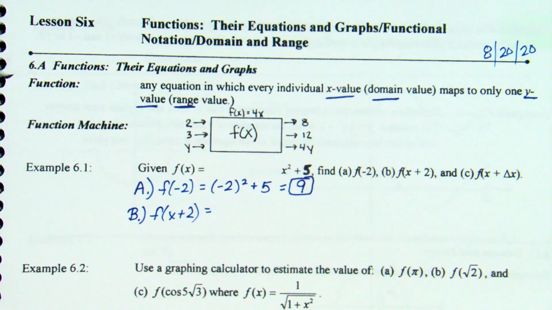Okay, B. f of x plus 2. This time, every place I see an x, I'm going to replace it with what? x plus 2. Whatever that quantity is in there. Every place I see an x, I'm replacing with x plus 2. So my original equation is x squared plus 5. So instead of x squared, what am I replacing that x with? x plus 2. So x plus 2, quantity squared, and then plus 5. Are we okay with that?